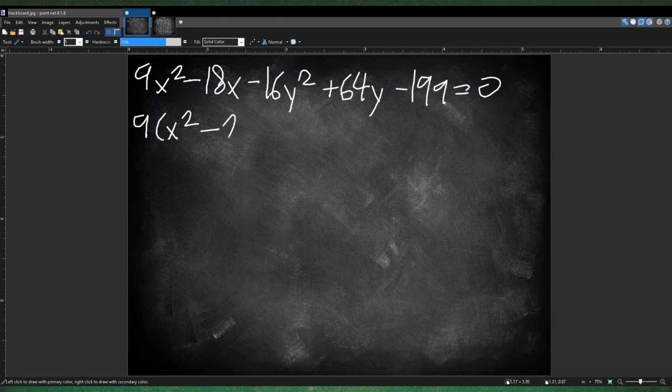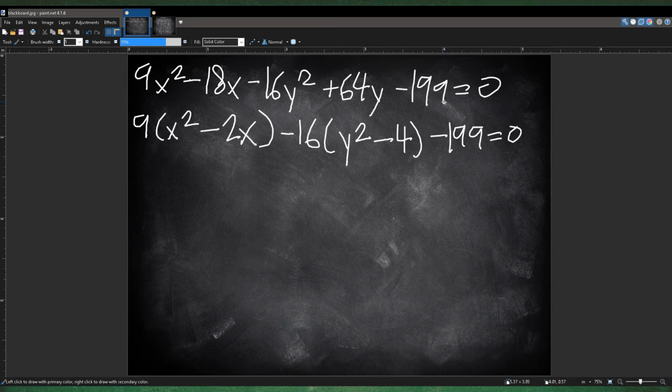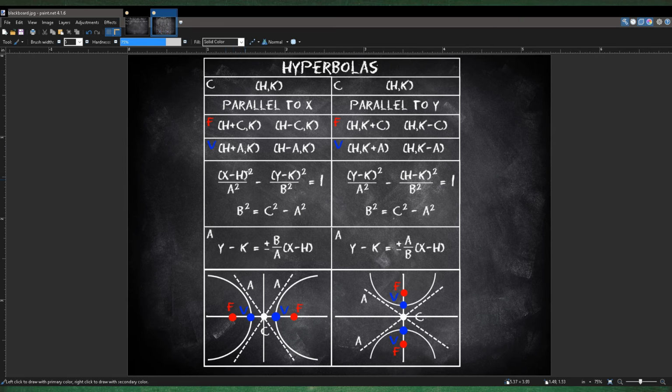Negative 18 divided by 9 is negative 2x. Distribute out the negative 16, that's negative 16 y squared. 64 minus negative 16 is negative 4. And then minus 199 is 0. Okay. So 9x, negative 2 divided by 2 is negative 1, and that's the square term because you want to get into this general form.